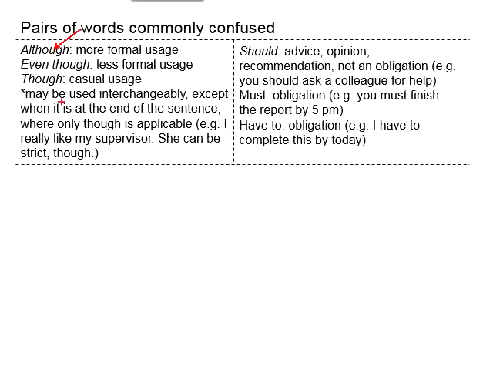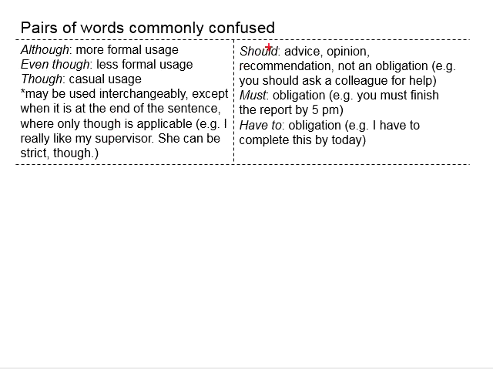And then, although, even though, and though. All these three mean the same, only the usage differs. Although will be more formal, even though will be less formal, and though will be casual usage. You may use them interchangeably, except when you put it at the end of the sentence. Only "though" is applicable. For example, I really like my supervisor. She can be strict, though. In this case, you cannot use although or even though here.